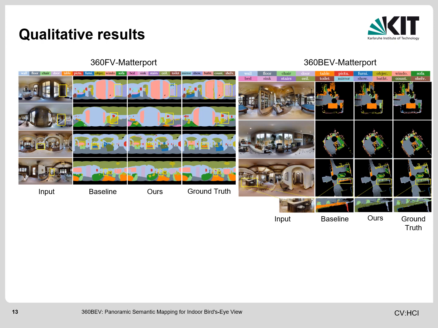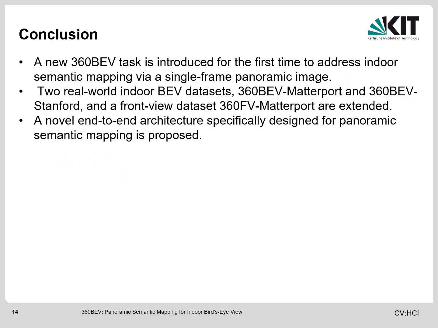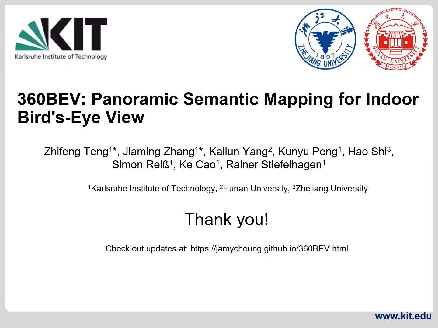In conclusion, a new 360 BEV task is introduced for the first time to address indoor semantic mapping via a single panoramic image, and we generate ground truths for this new task and also extend the front view dataset. Also, a dedicated solution for indoor panoramic semantic mapping is proposed. Thank you.